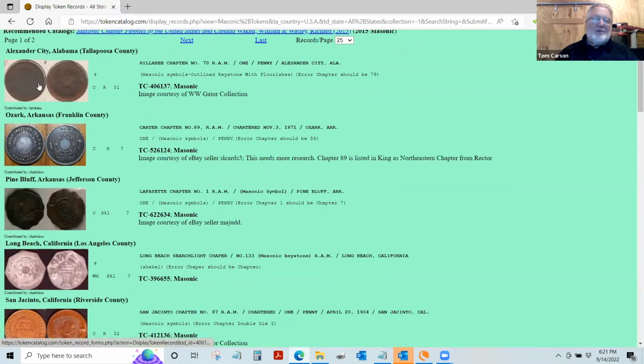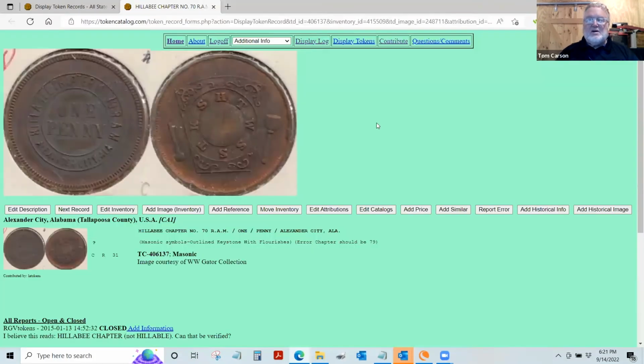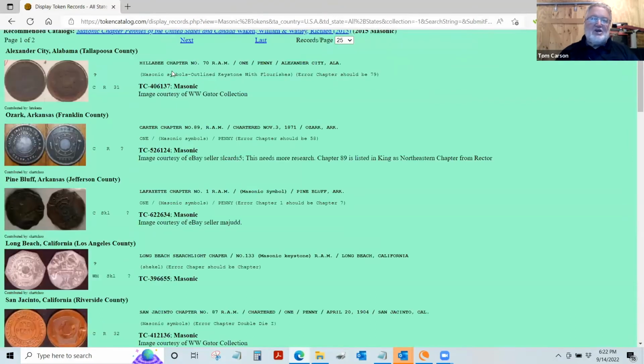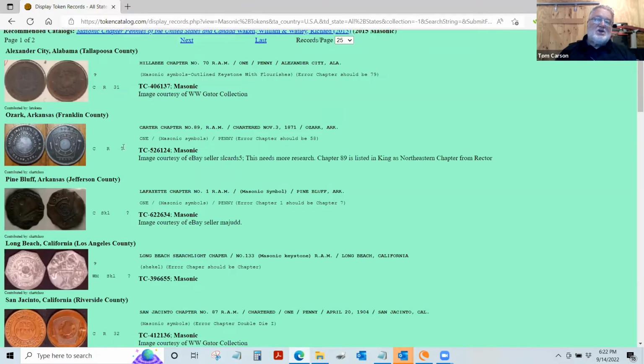A lot of them are over the number. This one shows chapter 70. Well, that chapter was actually 79. Probably couldn't read the handwriting. This one is a little further off. They have 89 for it, but it was actually 58. Ozark, Alabama.